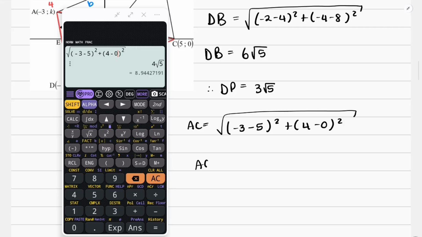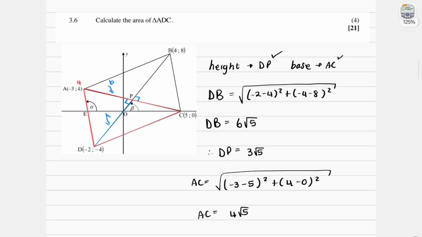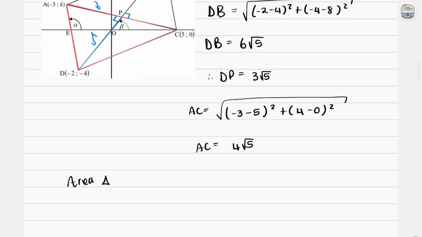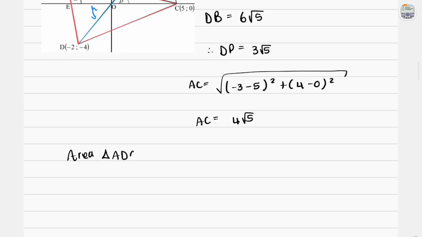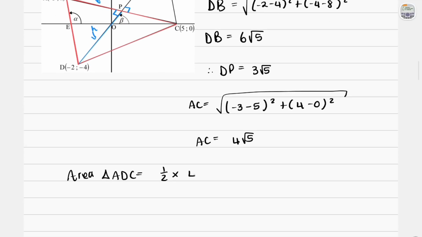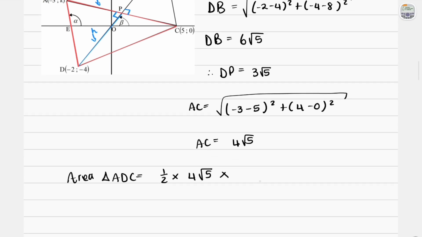And AC is equal to 4 square root 5. Okay. And now we can finally find the area of this triangle. So the area of triangle ADC that they're asking for is equal to a half multiplied by the base, which is AC. And we know AC is 4 square root 5, multiplied by the height, the perpendicular height of this triangle, which is DP, 3 root 5.